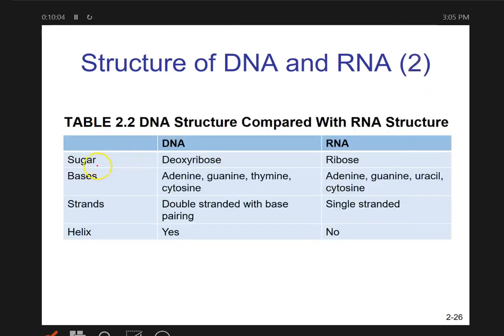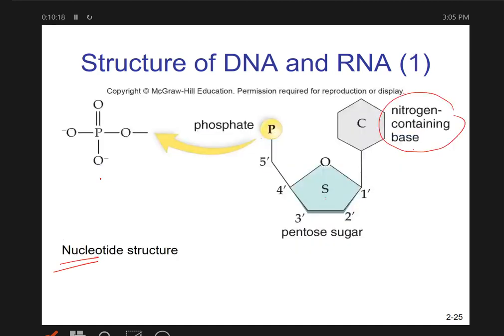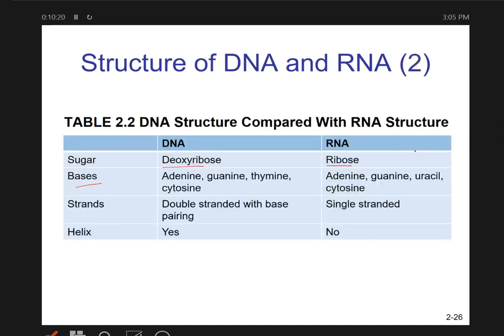So here in DNA, the sugar is deoxyribose, and here it is ribose. You don't have to learn the structural characteristics, but this difference you will have to know. The bases, what are those nitrogen bases? Well, the nitrogen bases are adenine, guanine, thymine, and cytosine. In RNA, adenine, guanine, cytosine remain the same. Thymine is replaced by what? Uracil. The strands are double strands for DNA, single strand for RNA.